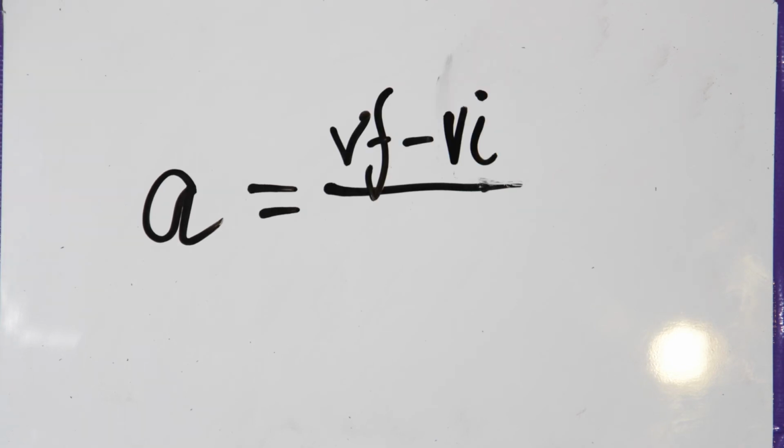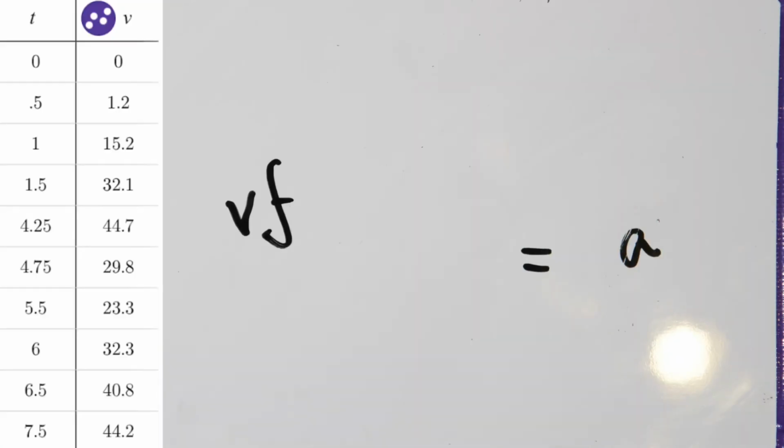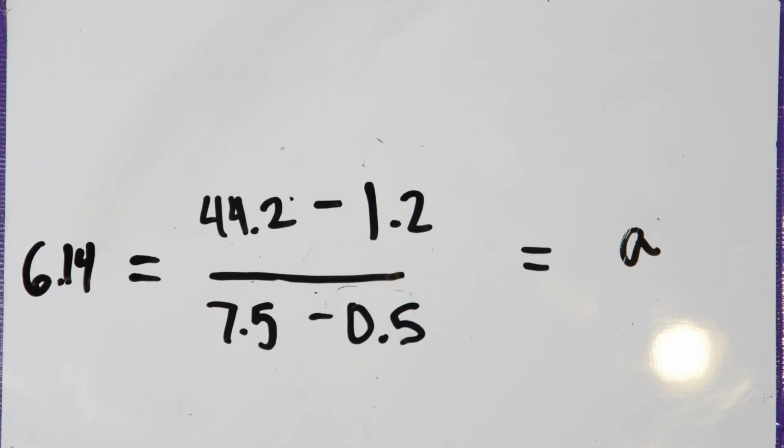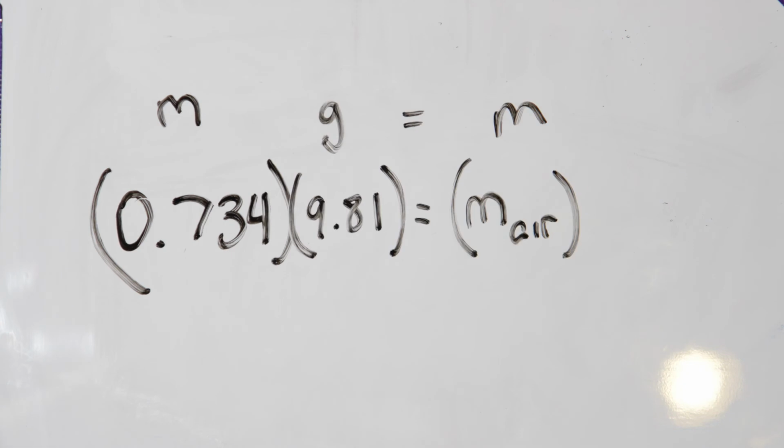In order to convert the velocity to acceleration, the formula acceleration equals final velocity minus initial velocity over final time minus initial time must be used. Once acceleration is found, it can be plugged into the force formula equation to find the mass of the air.